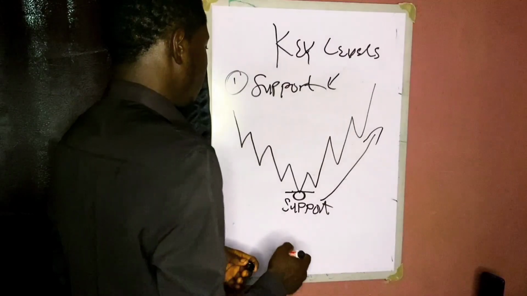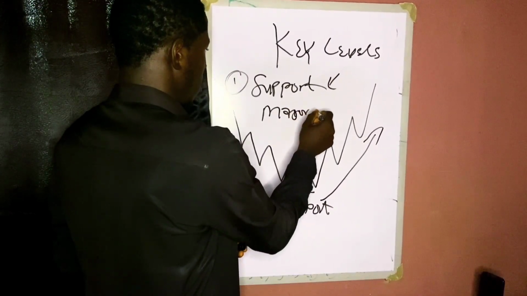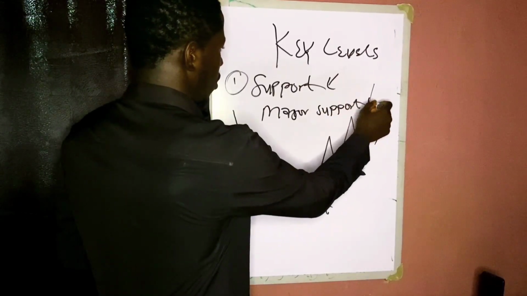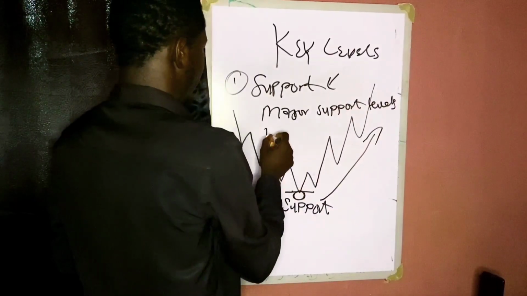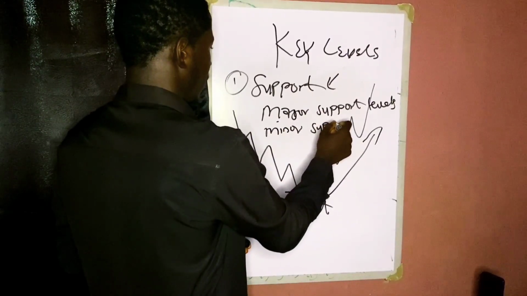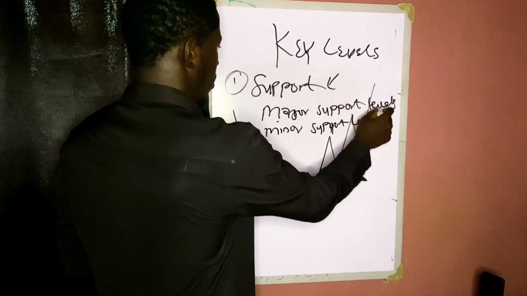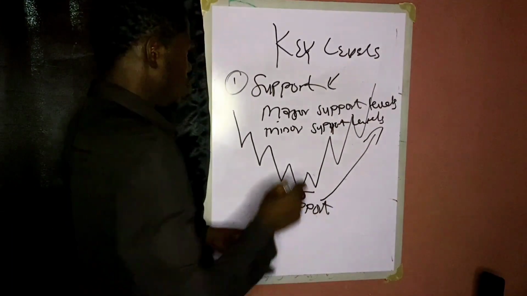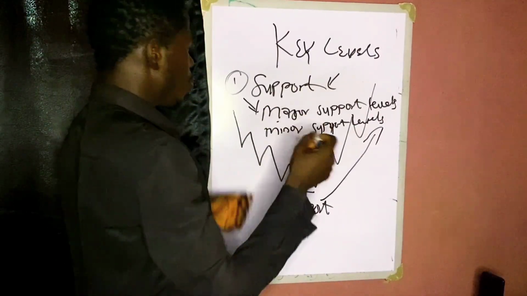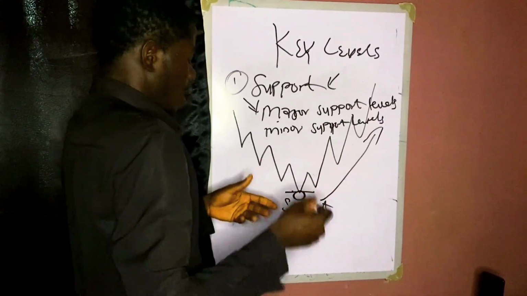And in the support family, we have major support levels and we have minor support levels. For this, we'll be mainly focused on major support levels, and this is mostly shown on higher time frames, guys. So let's move on.